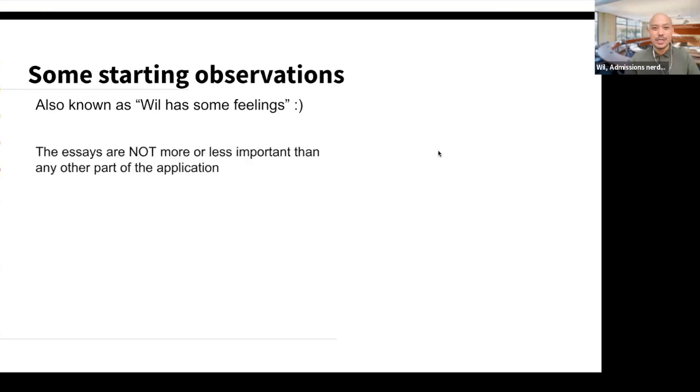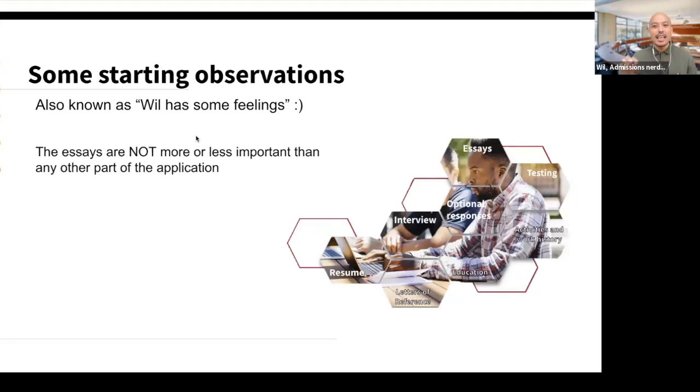So first, I said this before, and I'll say it again. The essays are not more or less important than any part of the application. If anything, if you're a visual thinker, they're one part of many that helps paint the picture of who you are, right? Just like in this image, there are necessarily some gaps in between. So if you think this way, how can you make sure that the image portrayed in each and any one of these parts is as crisp and clear as possible?